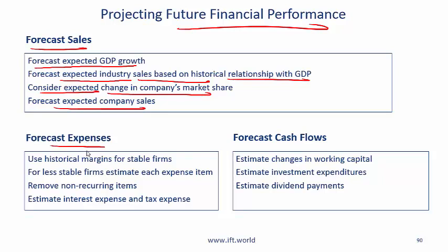Then you forecast expenses, use historical margins for stable firms. For less stable firms, estimate each expense item, remove any non-recurring items, and estimate interest expense and tax expense separately because they are generally not a function of sales. Interest expense would be a function of debt, and tax expense you calculate after figuring out your profit before tax.